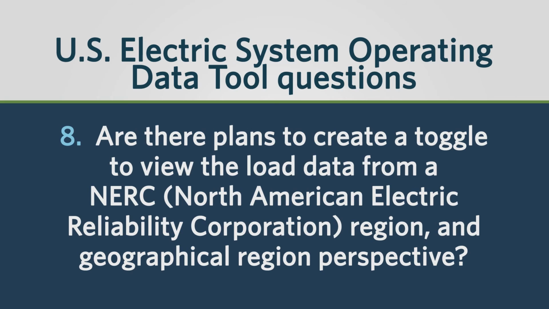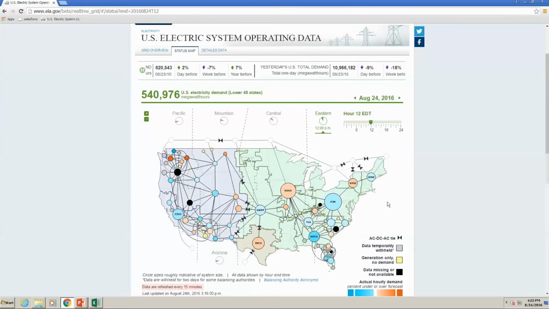Are there plans to create a toggle to view the load data from a NERC region and geographical region perspective? No. We don't have that information for those regions. I'm assuming that when you say geographic regions, you mean something different from the regions that we're presenting here today. And so we're just not collecting the data that way.